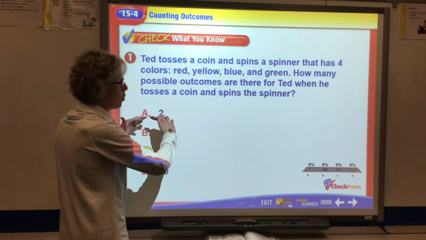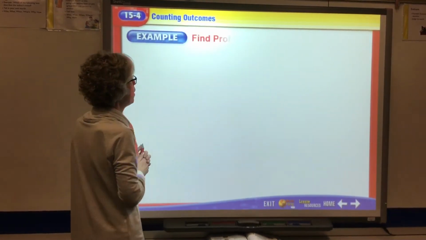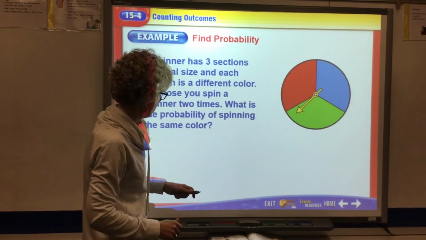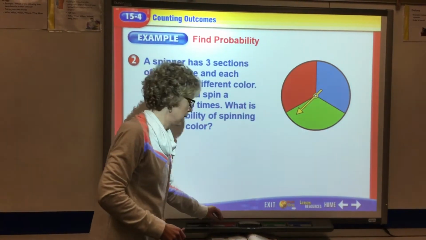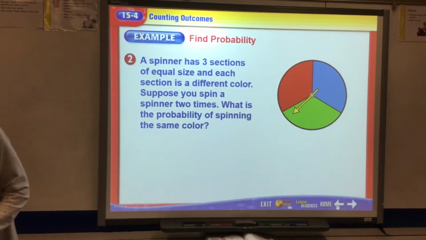So if we're going to draw a tree diagram for that, you'd look at that and you'd say, well, oops, this is not working. Go back. Mr. Bessie's going to hit the back. Usually I can write on it. I'm not sure what's going on.